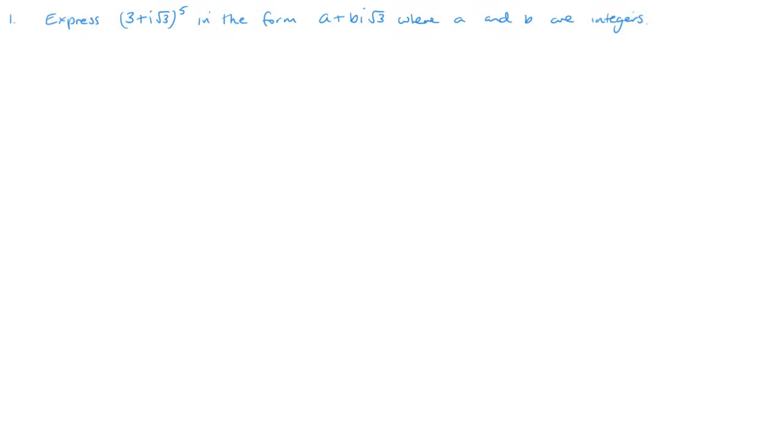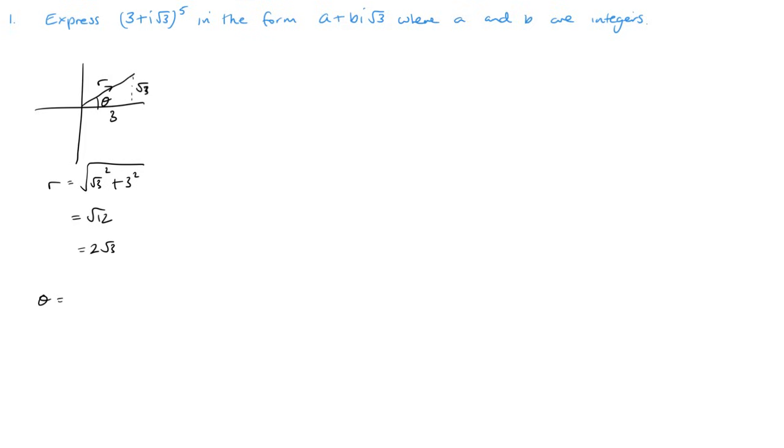So question 1: express 3 plus i root 3, all to the power 5, in the form a plus bi root 3, where a and b are integers. So let's start off with 3 across, root 3 up. So we can go ahead and find out what r is, and this will be theta. So r is going to be root 3 squared plus 3 squared, and then square rooted. So that's 9 plus 3, so it's 12. So square root of 12, or 2 root 3.